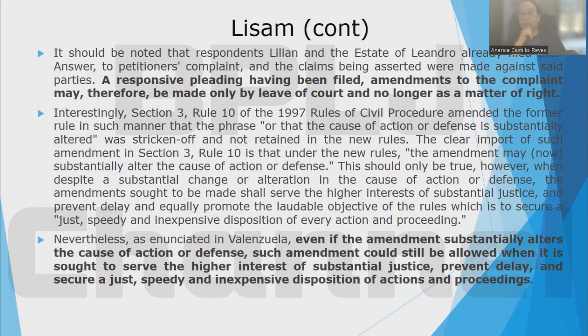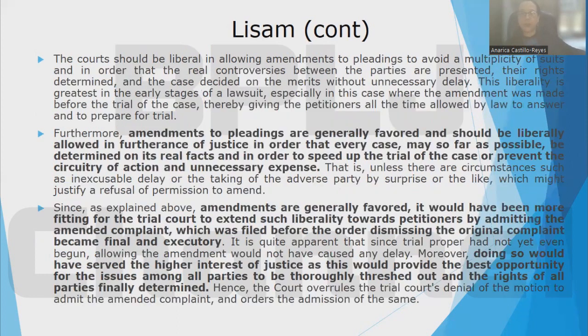Okay, even if the amendment substantially alters the cause of action, such amendment could still be allowed when it is sought to serve the higher interests of justice, prevent delay, and secure a just, speedy, and inexpensive disposition of actions and proceedings. Amendments to pleadings are generally favored and should be liberally allowed to further justice, be determined on its real facts, and in order to speed up the trial or prevent the circuitry of action and unnecessary expense.